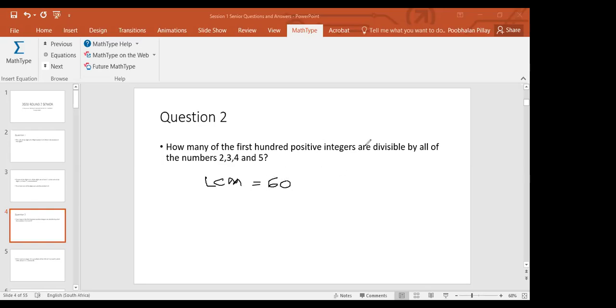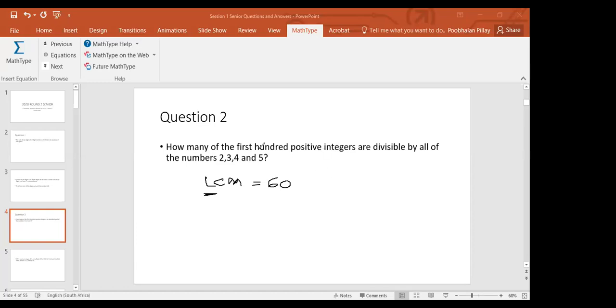Now, if you've got a number which is a multiple of 2, 3, 4, and 5, it has to be a multiple of the lowest common multiple. The lowest common multiple literally means it's a common multiple which is the smallest of the lot. So here you've got a number which is a multiple of all of these. Therefore, the number must be at least 60.